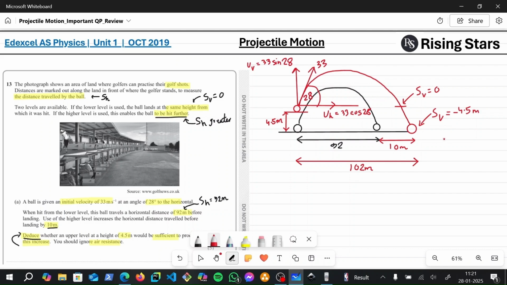That's it. All right. So we have the technical details in front of us, and we just need to verify or justify whether this height of 4.5 meters is enough to give us this extra 10 meters, or to give a range of 102 meters for the ball hit from the higher level. So basically we need to find out the horizontal displacement for the red ball here, the upper level ball, and see if it's 102 or something similar or not. All right, so we can now move on to the math.